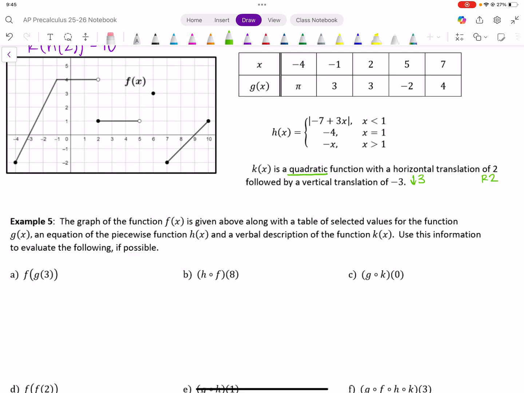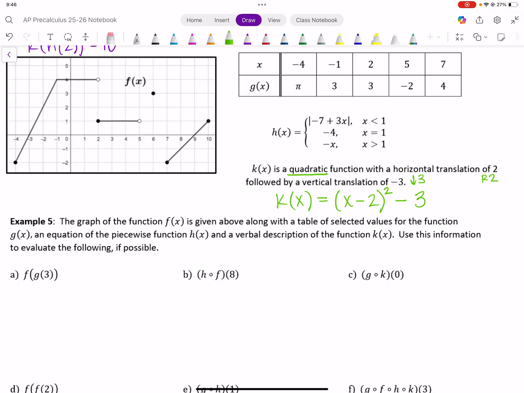So if we think about using those transformations, we can write our function of k of x. So because we're going right 2, it's going to be x minus 2 in parentheses squared, then minus 3. So that's our function we will use for k.